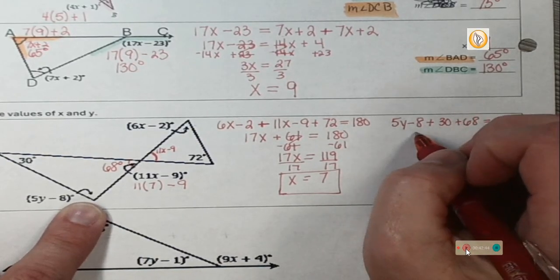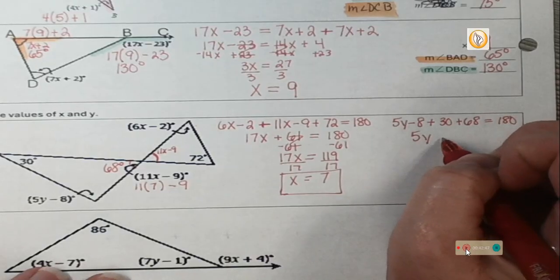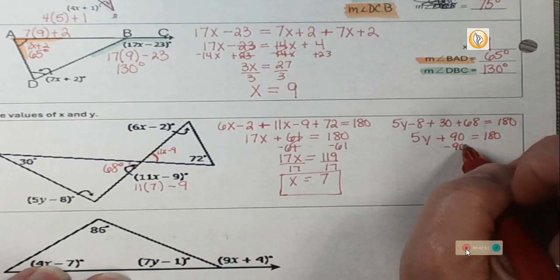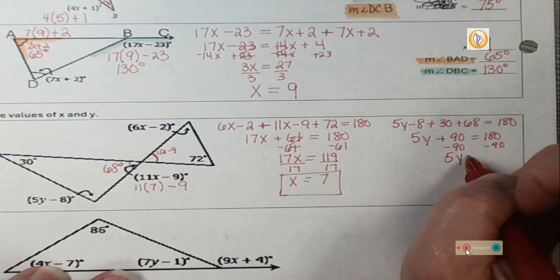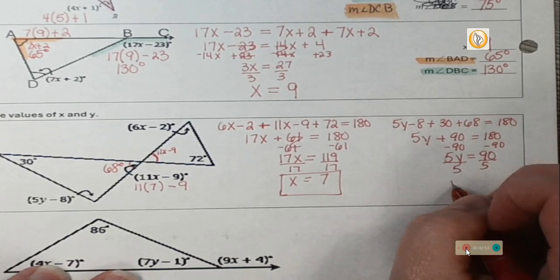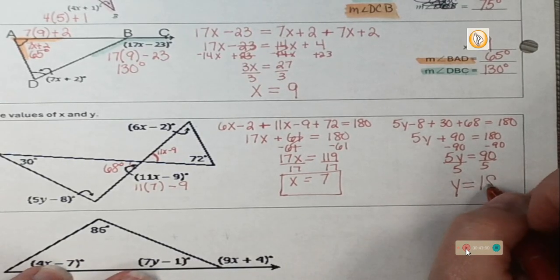All right, so I'm going to simplify. I've got 5y plus 90 equals 180. So I minus 90 from both sides. And 180 minus 90 is 90. So that when I divide by 5, y equals 18.